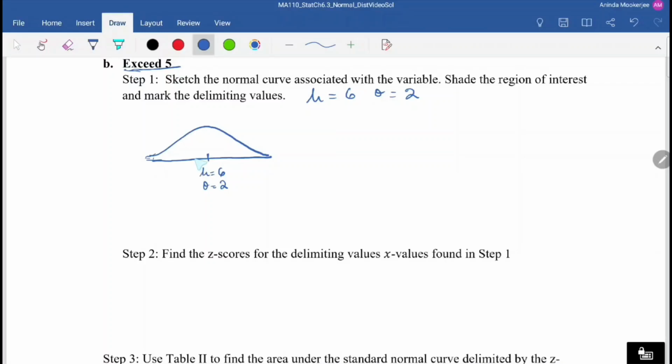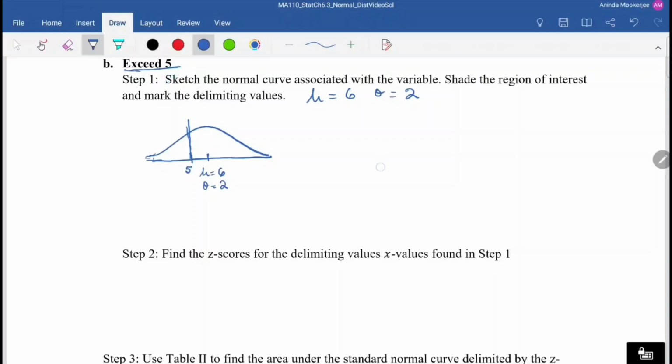All right, so 5 will be slightly to the left of 6, correct? It's less than 6. So it'll be to the left. So this will be 5. This is where 5 is located. So just draw a vertical line up to the curve.